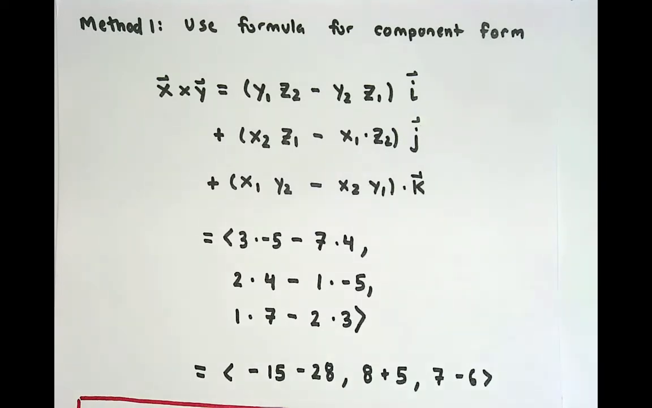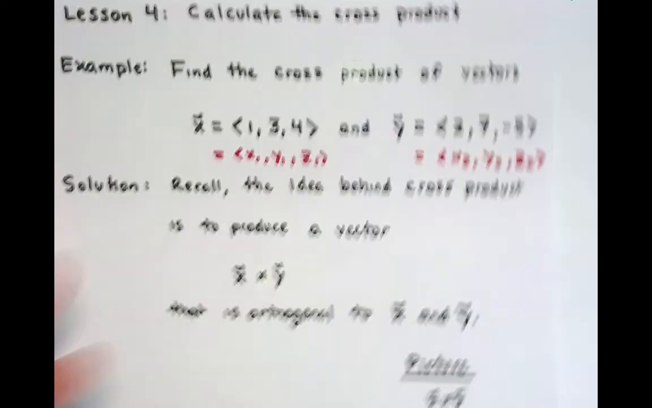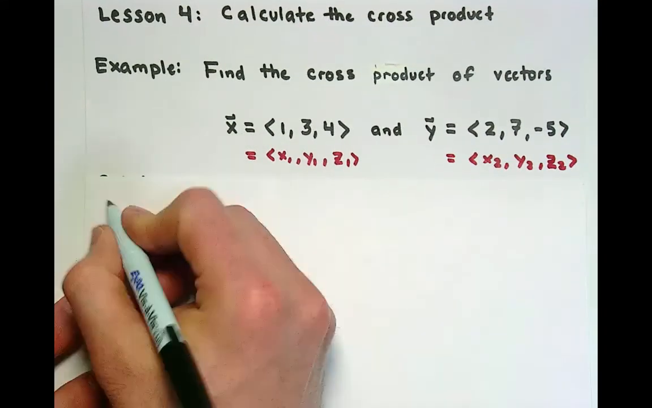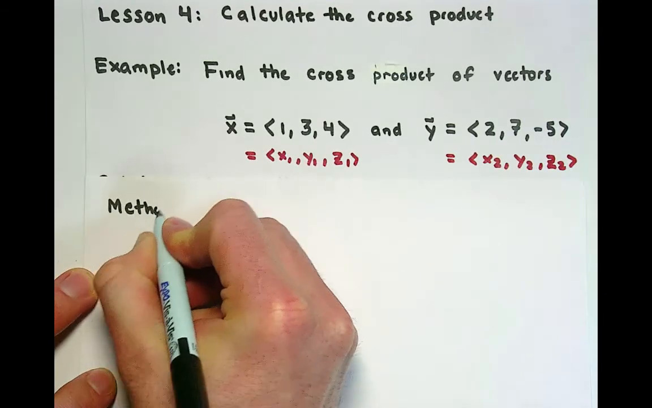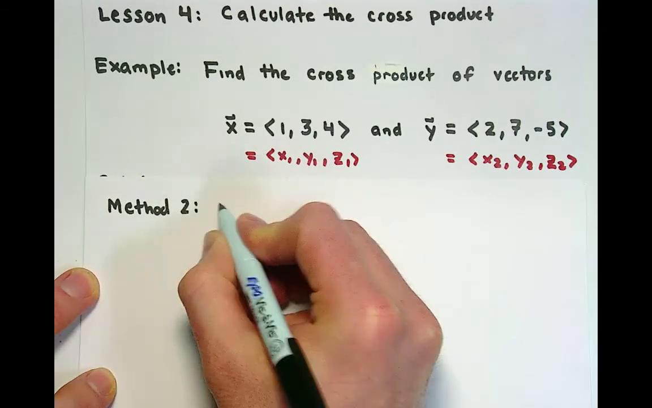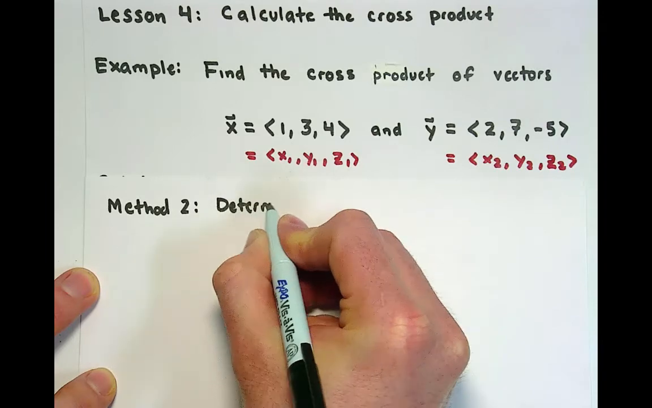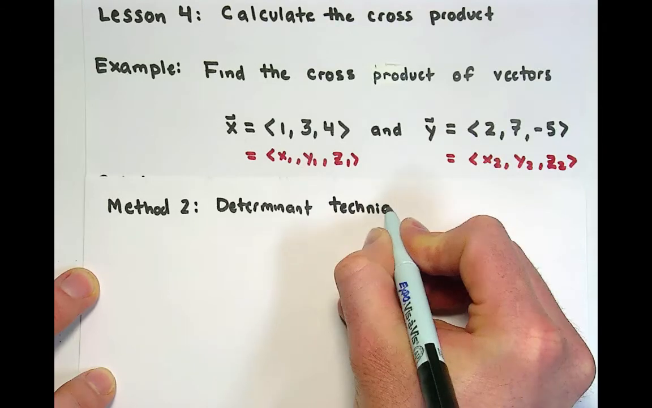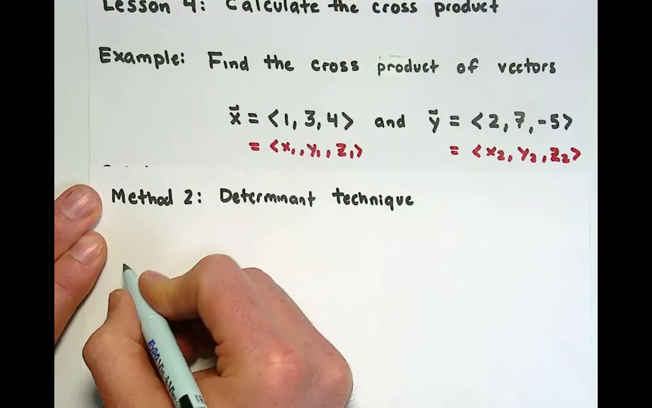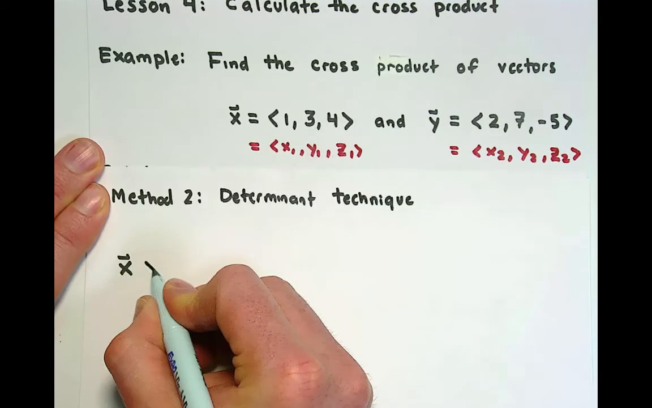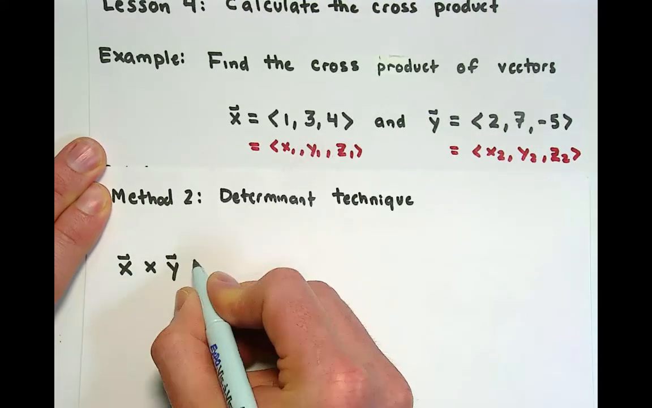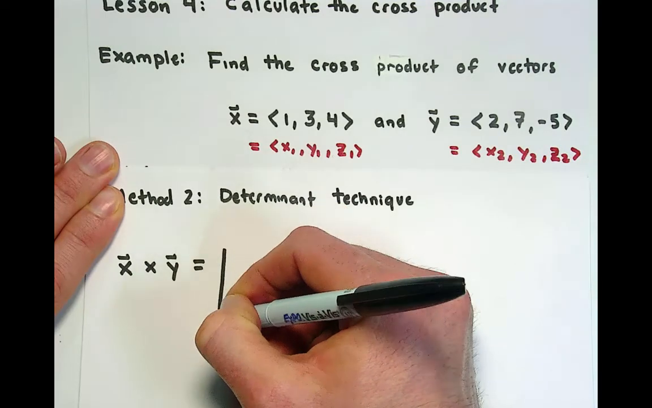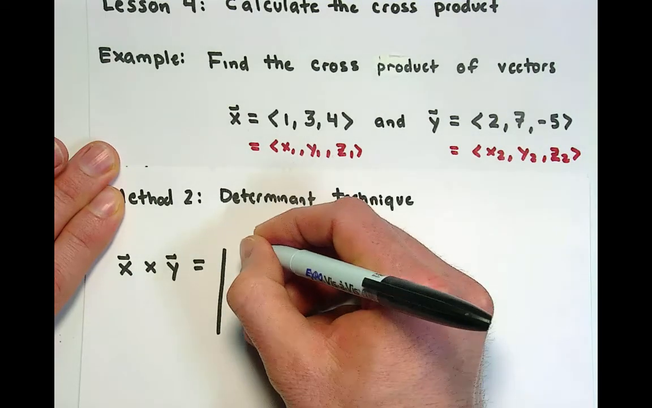Method 2, we're going to see this determinant trick for the cross product. So let's go ahead and solve this using a second method, which is called the determinant technique. And the determinant technique is kind of fun. It says that if you want to produce the cross product x cross y, this cross product actually comes from the determinant of a very special 3x3 matrix.